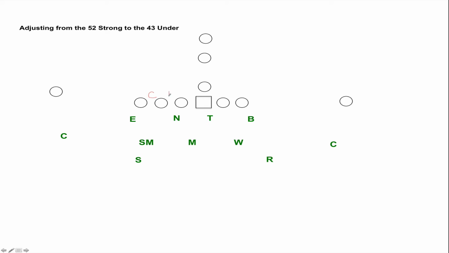Our nose would have strong B gap. Our tackle has weak side A gap. Our bandit is going to have that C gap outside. Our will backer is going to have weak side B gap. Our Mike backer is going to have that strong side A gap. Our end is going to have that D gap responsibility. And then our sandbacker, as I said, is going to have that C gap responsibility.